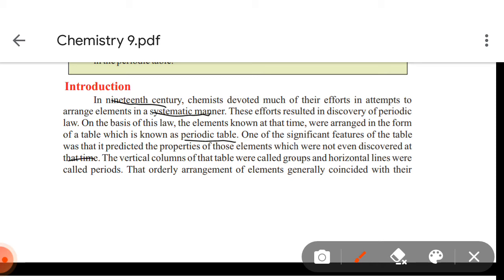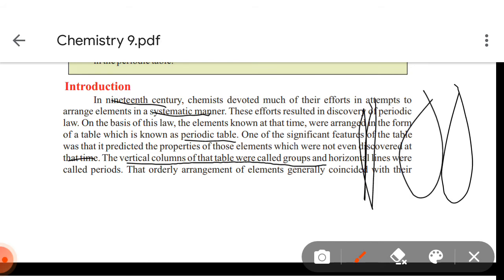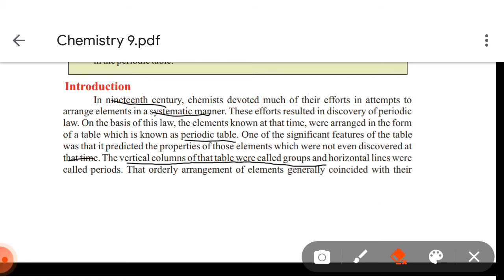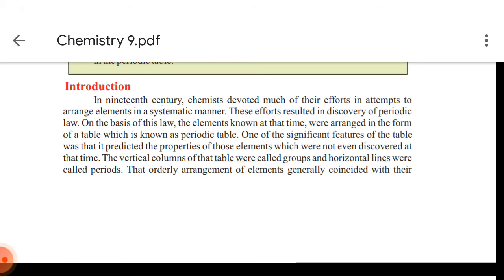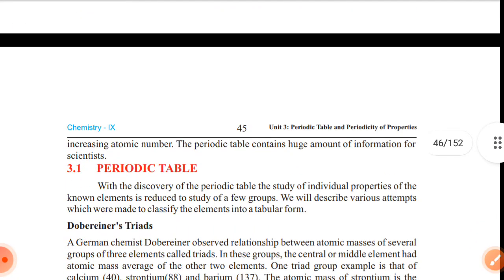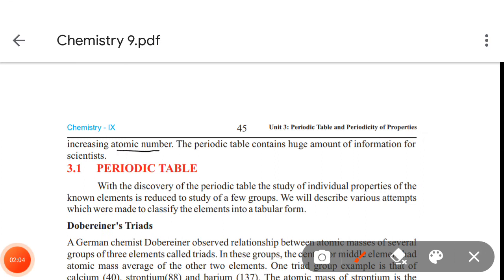The vertical columns of that table were called groups. ये important है आप लोगों के लिए. जो vertical column है उनको हम कहते हैं groups, इस तरह vertically. And जो horizontal column होते हैं उनको हम कहते हैं periods. The orderly arrangement of elements in the horizontal rows are called periods. The orderly arrangement of the elements generally coincides with their increasing atomic number. तो क्या था कि जैसे ही हम लोग किसी एक element से next element की तरफ move करते थे तो उनका atomic number increase हो रहा होता था by 1.